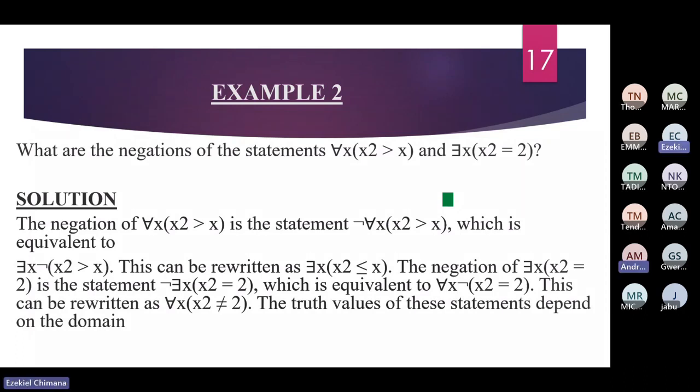But I was just asking, was it not a typo? Yeah, I think it was a typo. Sorry guys, it's a typo. It's x squared. Where it's written x2, it should be x squared is less than x. So this can be rewritten as there exists x such that x squared is not equal to 2. The truth values of these statements depend on the domain. Next slide.